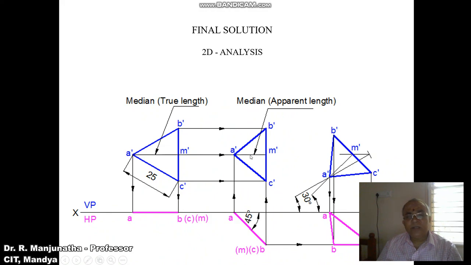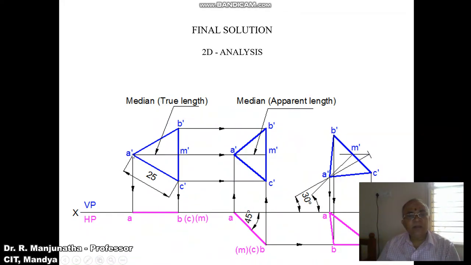And in the second position front view, which has the apparent length, we need to find the apparent inclination. To find the apparent inclination in the front view, it is called alpha. So you first consider any point and draw a horizontal line, and you mark this point as A dash. With A dash as center, with respect to the horizontal line, you measure an angle of 30 degrees and then draw an inclined line. So this is the true inclination line with respect to HP.